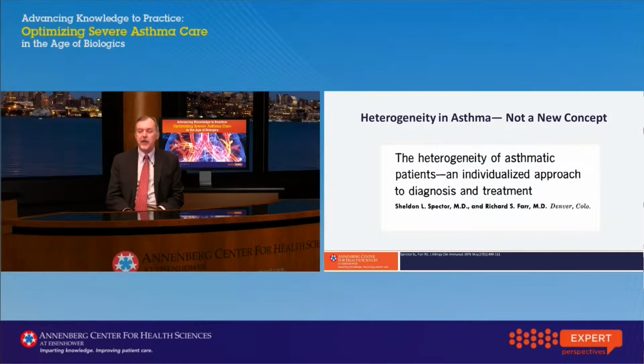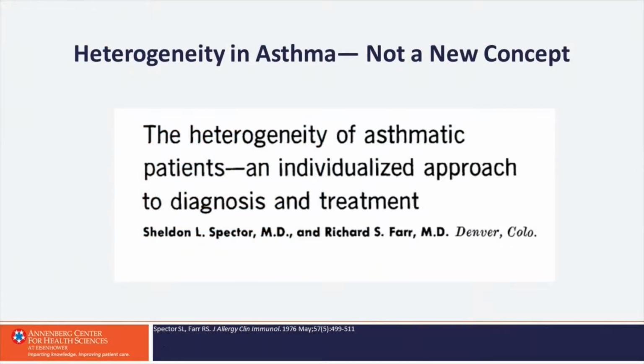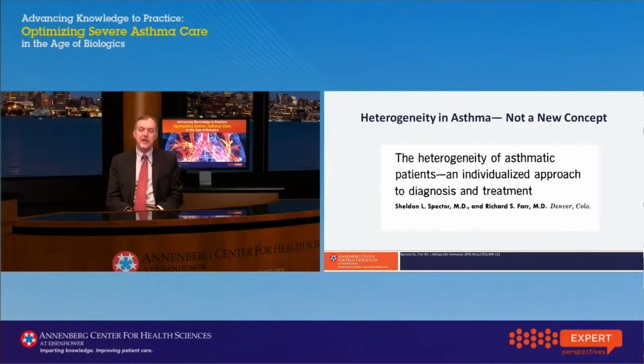The idea of heterogeneity in asthma is not a new concept. In fact, I was able to identify an article going back 42 years written by Sheldon Spector and Dick Farr, published in the Journal of Allergy. The title of the article being, "The Heterogeneity of Asthmatic Patients, an Individualized Approach to Diagnosis and Treatment." And this was the first time that someone had actually made the remark that asthma may have many different faces in how we approach it and how we treat it.